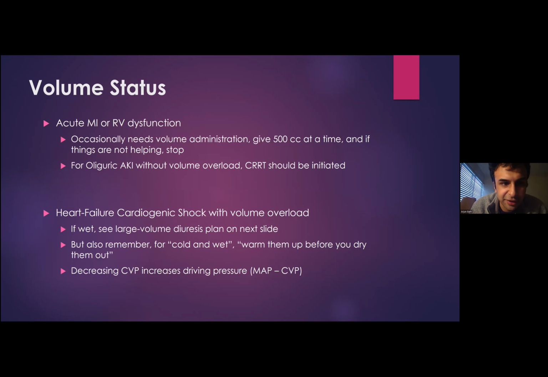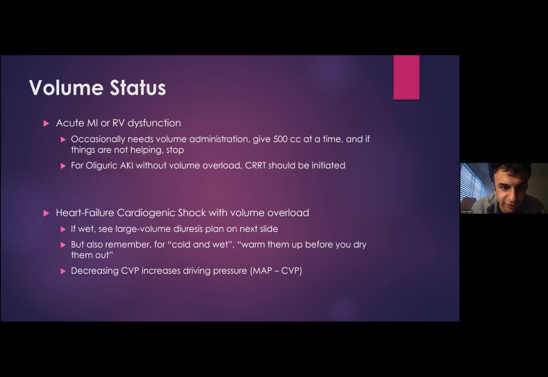Volume status, again, is different for heart failure versus acute MI. A lot of people with acute MI might actually be volume down. It's okay to give them fluids, but just be careful, 500 cc's at a time. And if they're oliguric, then they benefit from CRRT.